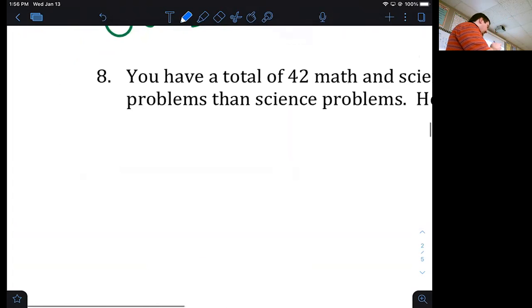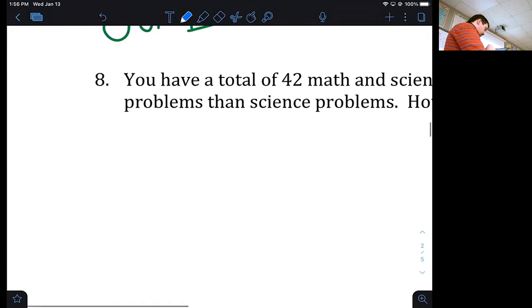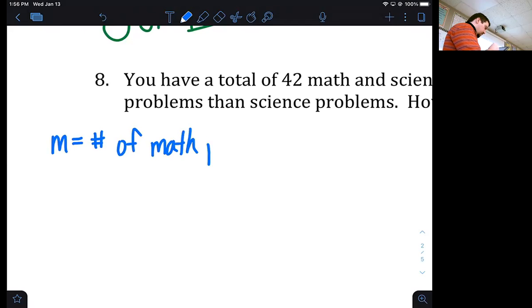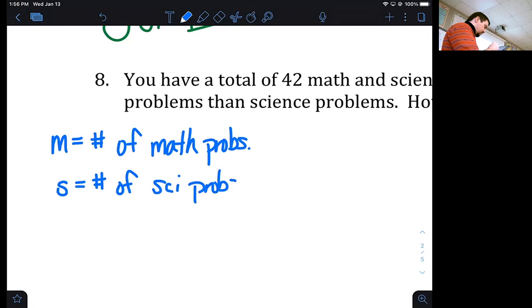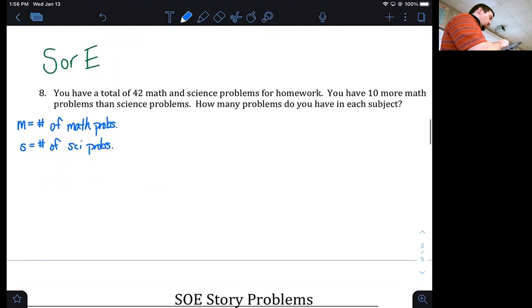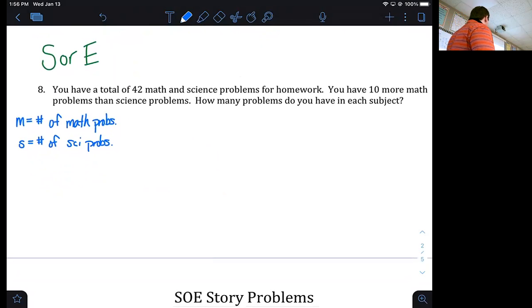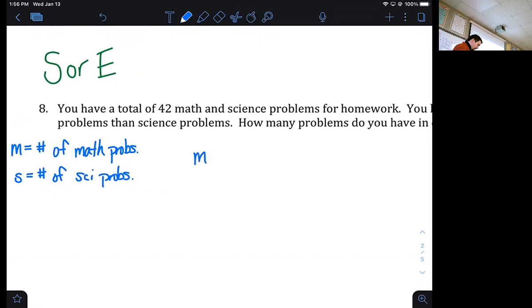Nuche, we're going to let M represent the number of math problems, and we're going to let S represent the number of science problems. Okay. So, Nuche, your choice. What's one equation we could come up with here? M equals S plus 10. Okay. M equals S plus 10.